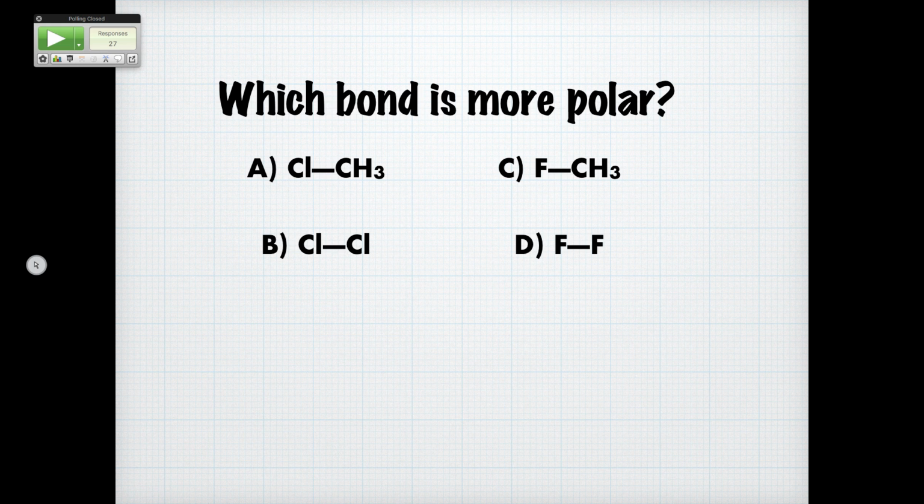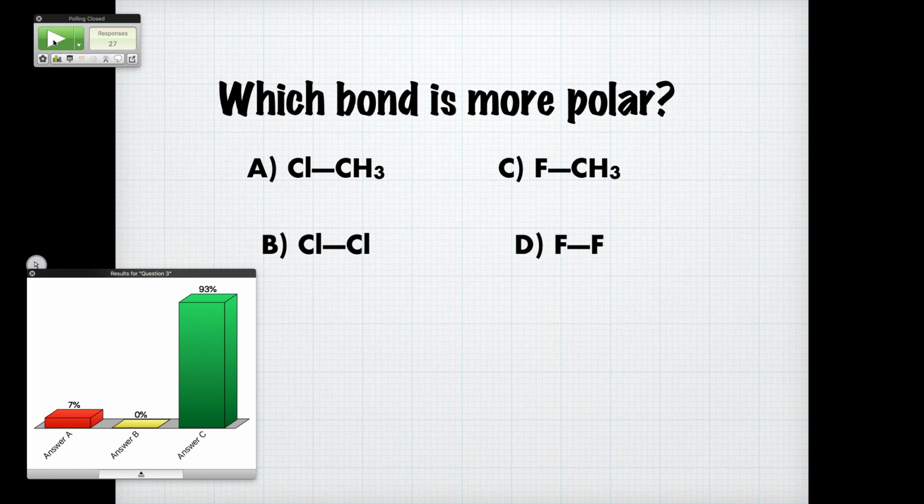Okay, which bond of these 4 do you think is more polar? Ooh, you were faster on this one. We're up to 25 already. All right. Hope all those examples helped.